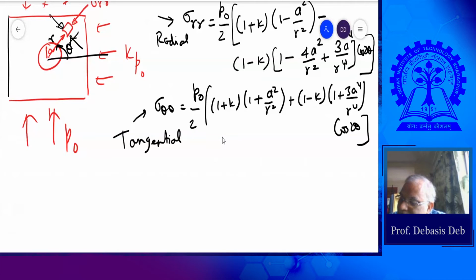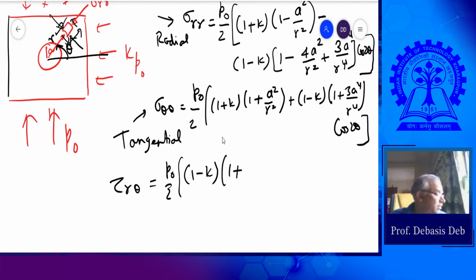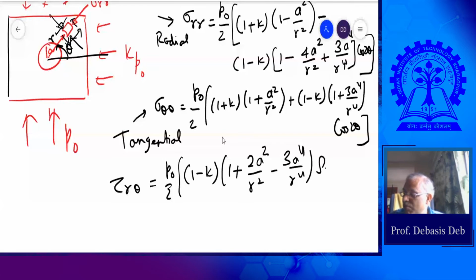And this can be written in any form like this. So tau r theta will be P naught by 2 again, (1 minus K), and then (1 plus 2 A square by R square minus 3 A4 by R4). This will be sine 2 theta. Okay.